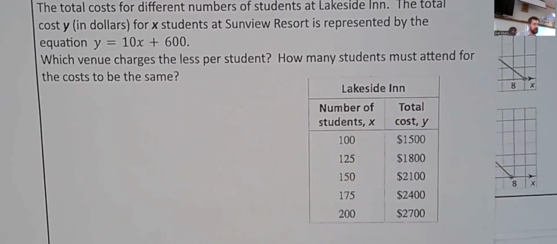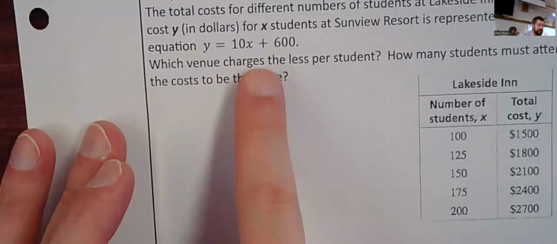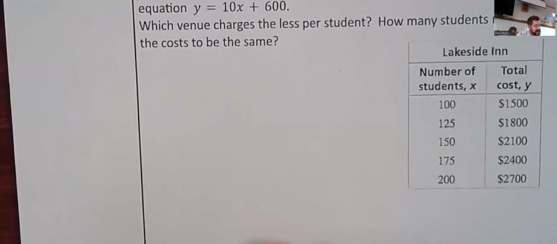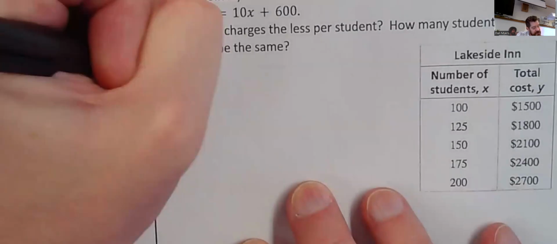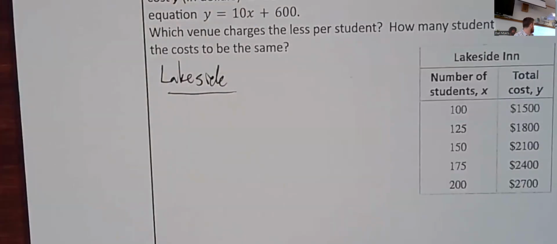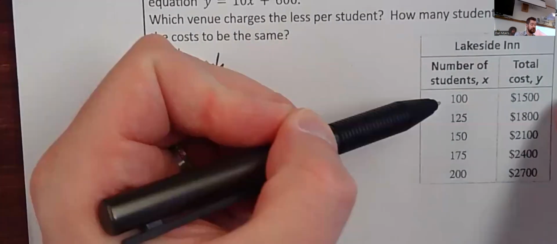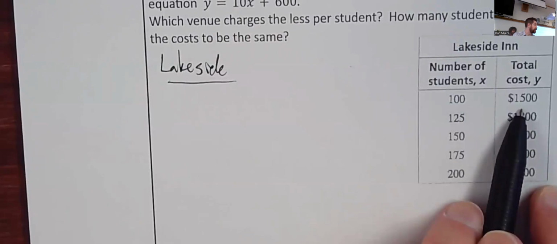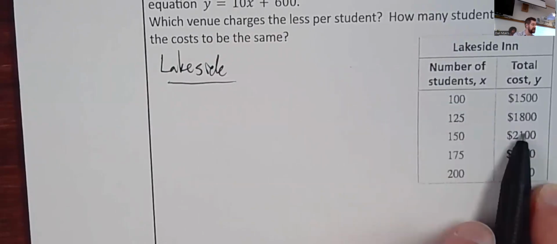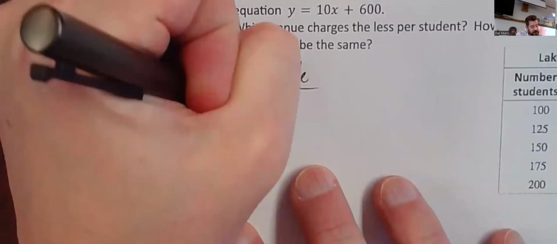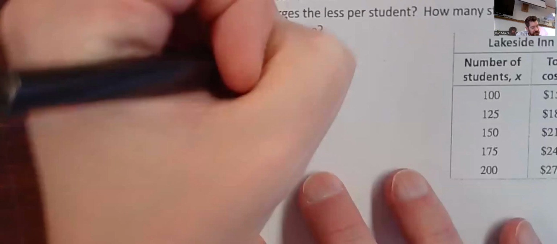All right, so let's go ahead and figure this out real quick. It gives you the amount of money here for Sunview, so we don't need to worry about that. But Lakeside, we've got to work on a little bit. In terms of slope, you can choose any 2 XY pairs here to figure out the slope. It doesn't matter which ones you pick. So I'm just going to choose the first 2. So 100 would be X1, 1500 is Y1, 125 is X2, 1800 is Y2. That's what I'm going to go with. So I'm going to say M equals Y2, 1800 minus Y1, 1500 divided by 125 minus 100. So that would be 300 over 125.